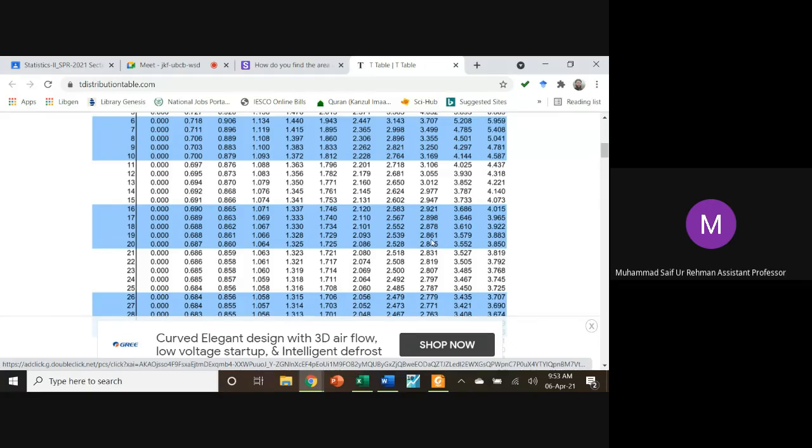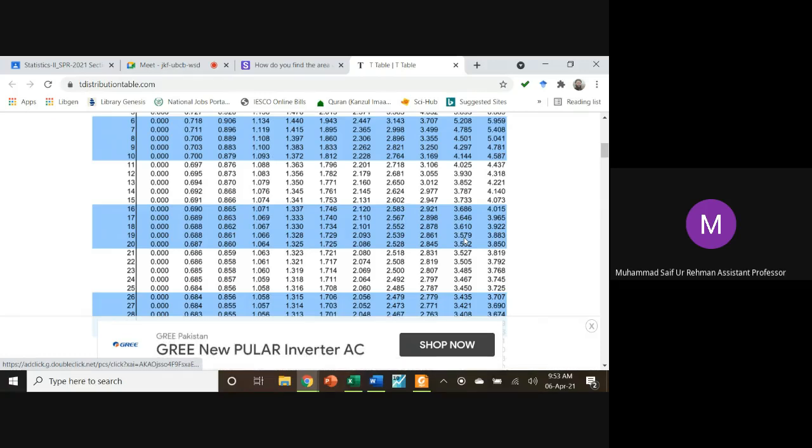2.97 is not there, but we know that 2.97 will be in between this value and this value. It will be in between 2.8 and 3.5. Fine. The calculated value, 2.97, will be in between these two values, 2.861 and 3.579.